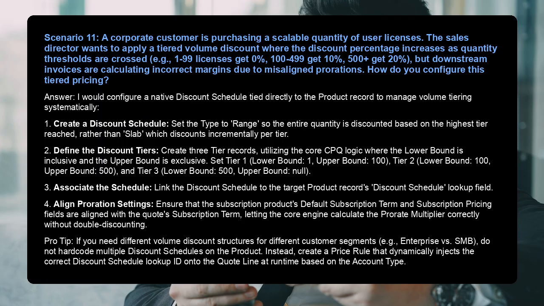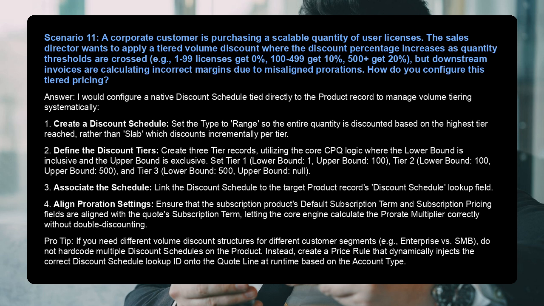Answer: I would configure a native discount schedule tied directly to the product record to manage volume tiering systematically. 1. Create a discount schedule. Set the type to range so the entire quantity is discounted based on the highest tier reached, rather than slab, which discounts incrementally per tier. 2. Define the discount tiers. Create 3 tier records, utilizing the core CPQ logic where the lower bound is inclusive and the upper bound is exclusive. Set Tier 1 lower bound 1, upper bound 100; Tier 2 lower bound 100, upper bound 500; and Tier 3 lower bound 500, upper bound null.